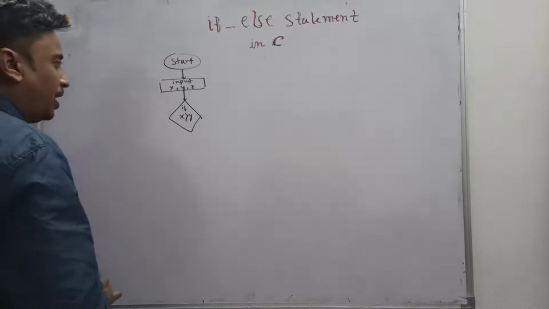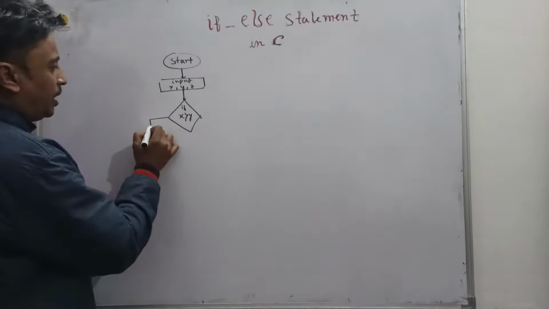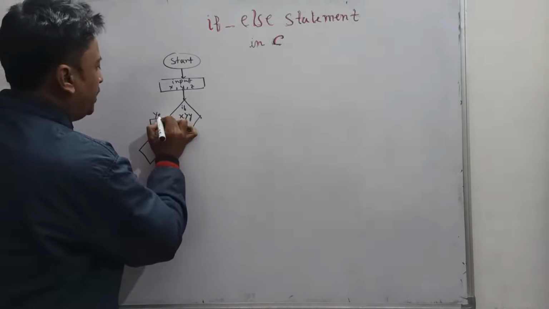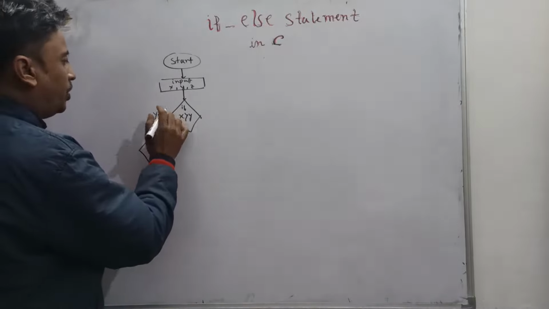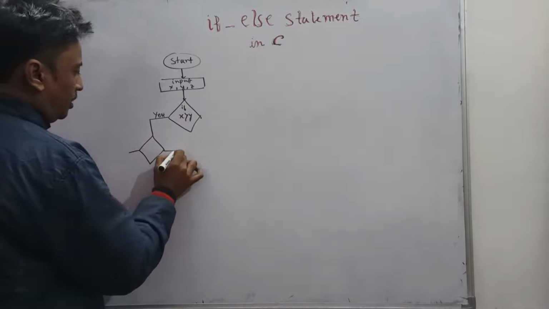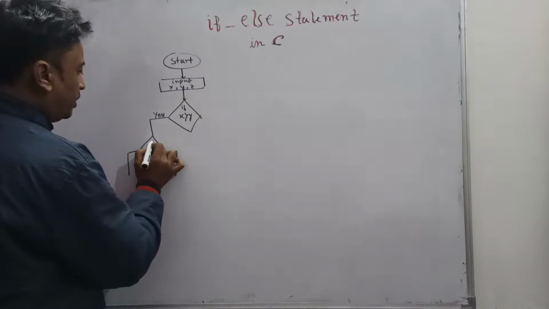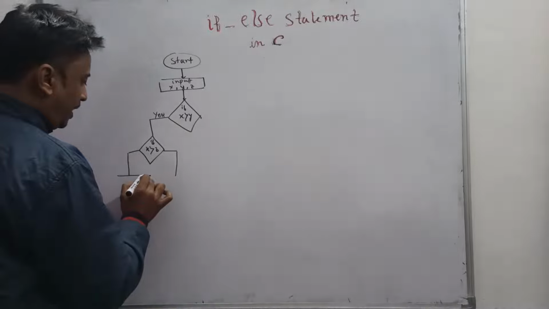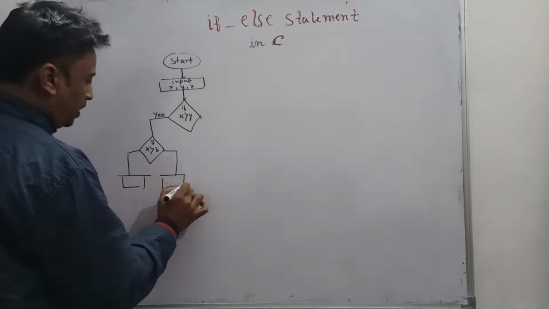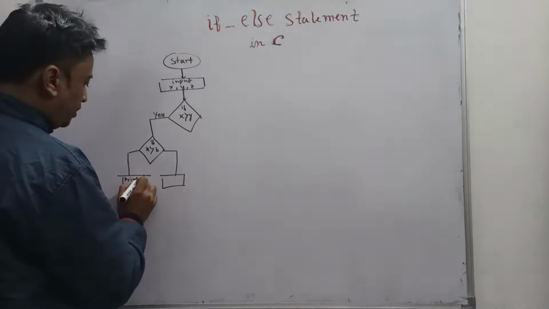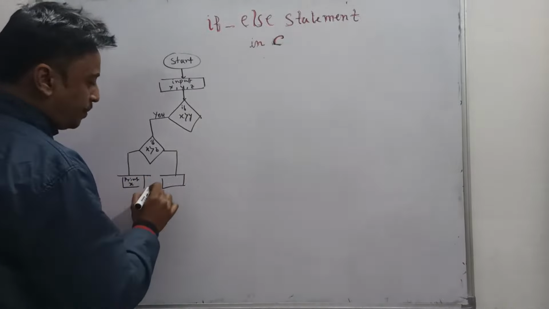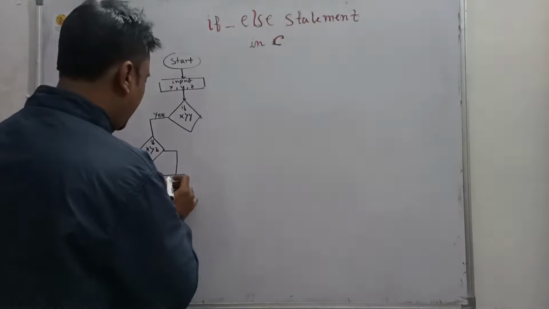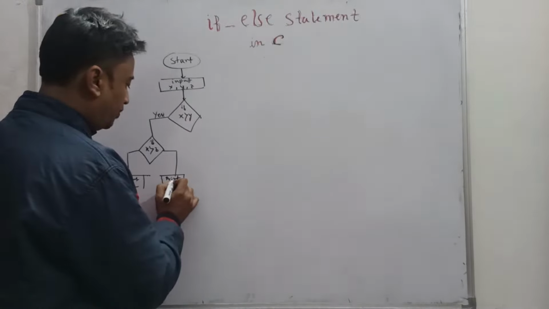If x is greater than y, then you should try x with z also, right? So if x is greater than y, then we compare x with z, to see if x is greater than z or not. If x is greater than z also, then finally you print the value of x as max. Otherwise, you print the value of z as max, right? Print z.